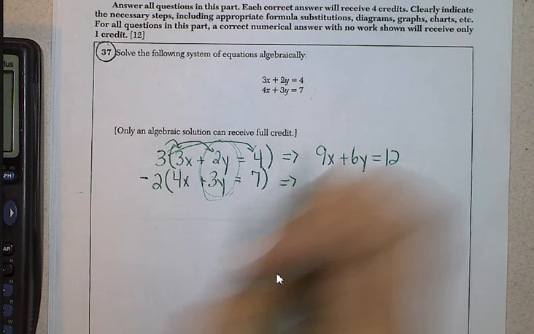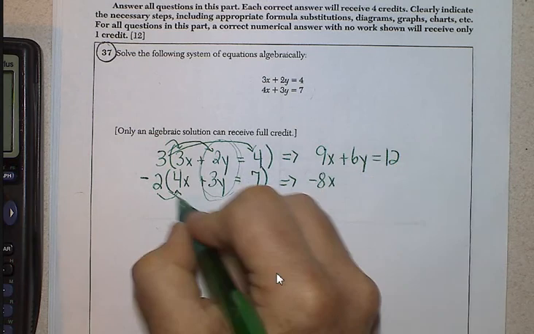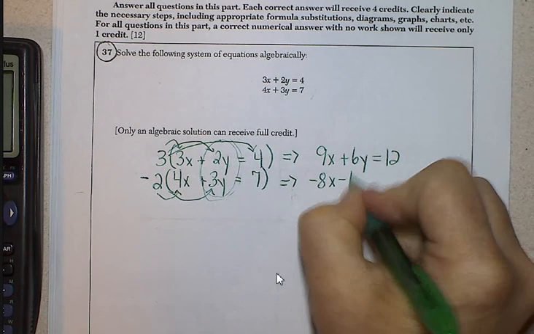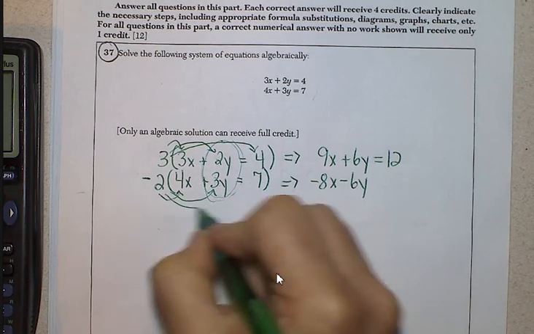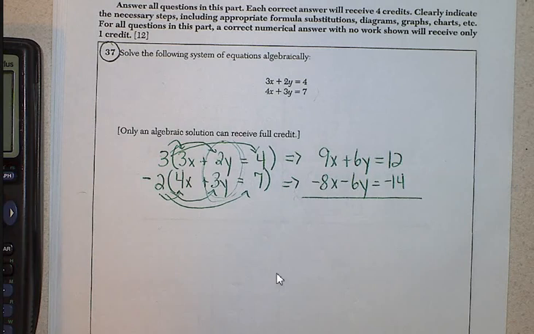And now the bottom equation, negative 2 times 4x, that's negative 8x. Negative 2 times 3y, that's minus 6y. And then negative 2 times 7, that's minus 14. I draw my line. And now I add the two equations together.